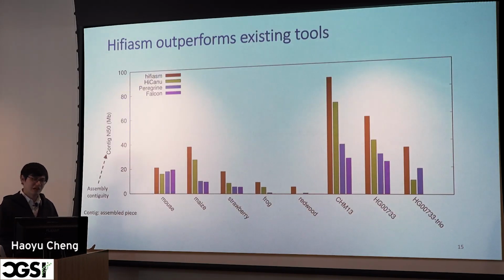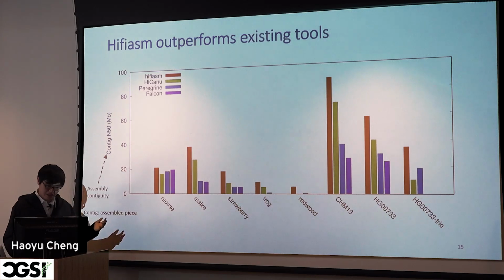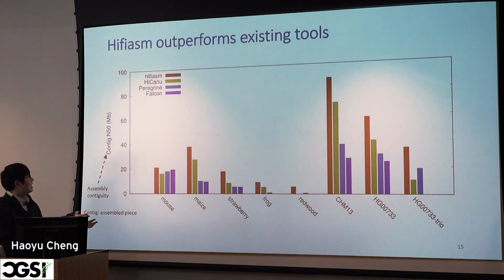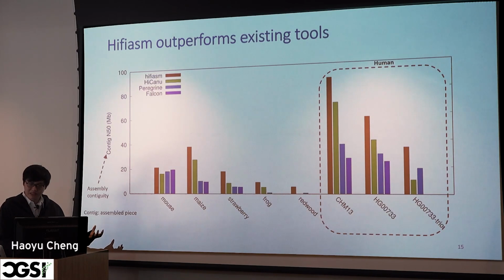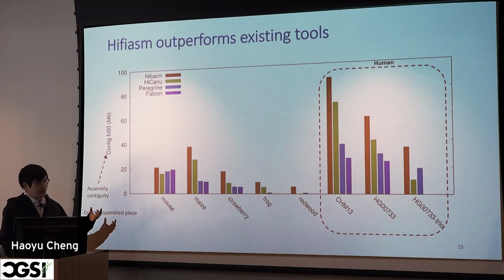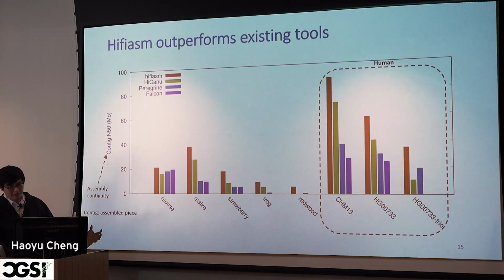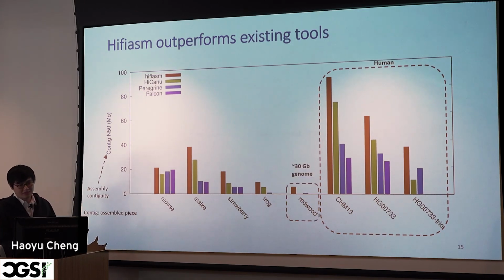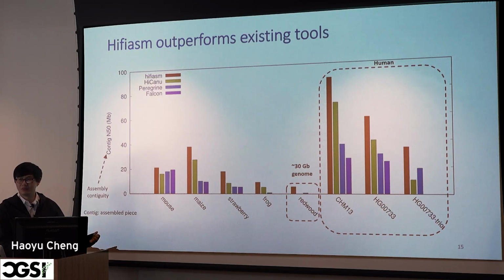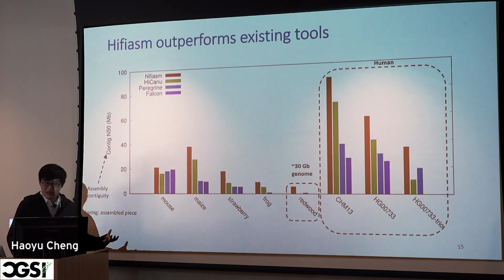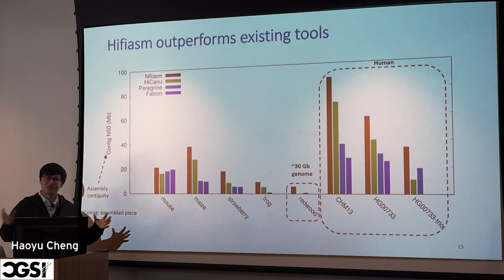Here I'm showing the results of our tool in comparison with all other methods. The y-axis indicates the assembly contiguity, which is the contig N50. In most cases, the larger the better. On the right side, I'm showing the human genome assembly results. We could say that in all cases, hifiasm is better than all other tools. On the left side, I'm showing the results for non-human genome assembly. Especially for the huge redwood tree genome, its genome size is about 30 gigabases, which is 10 times larger than the human genome. Only hifiasm and one other assembler could finish the whole assembly procedure since this genome is pretty large.